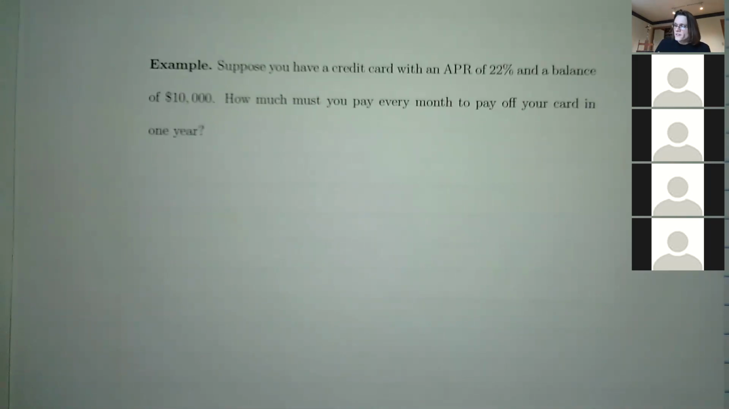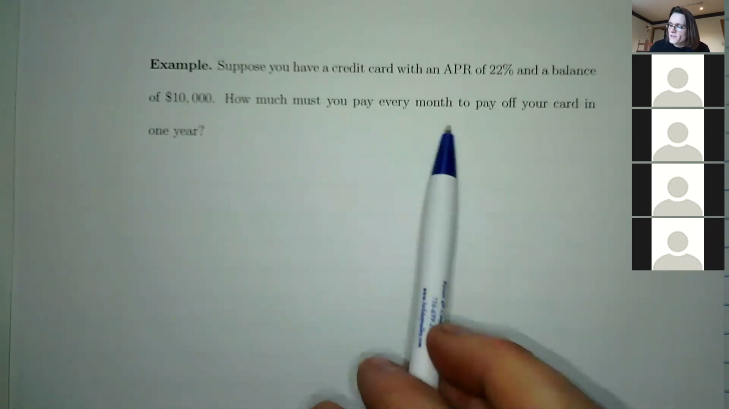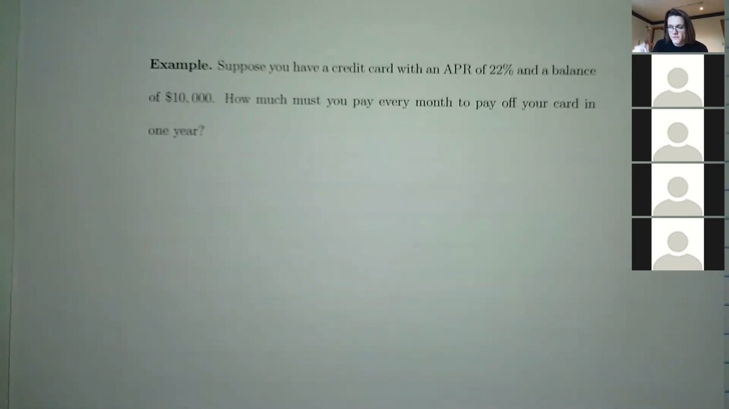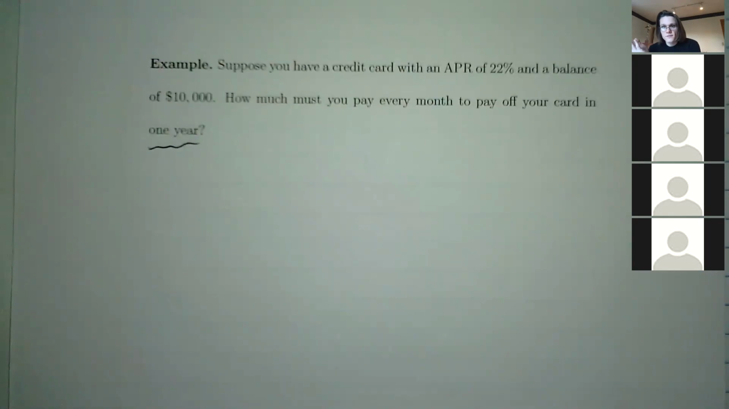Suppose you have a credit card with 20%. So you want to see how much you must pay every month to pay a card off in 1 year. Right. So the credit card is a loan essentially. So we're going to use the loan payment formula.